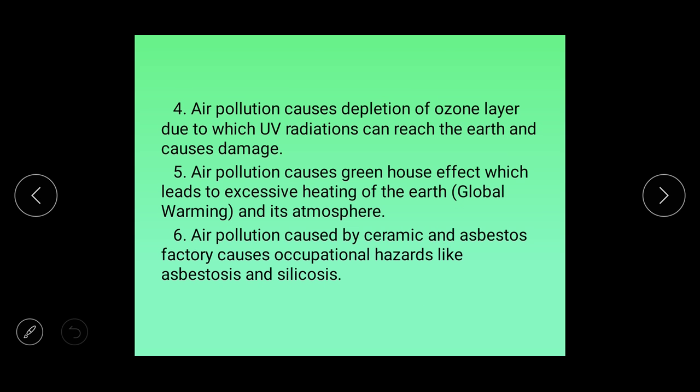Number three, air pollution can cause carbon monoxide poisoning, leading to suffocation and even death. Number four, air pollution causes depletion of ozone layer, due to which ultraviolet radiations can reach the earth and cause damage. Number five, air pollution causes greenhouse effect, which leads to excessive heating of the earth and its atmosphere, that is global warming. Number six, air pollution caused by ceramic and asbestos factory causes occupational hazards like asbestosis and silicosis.